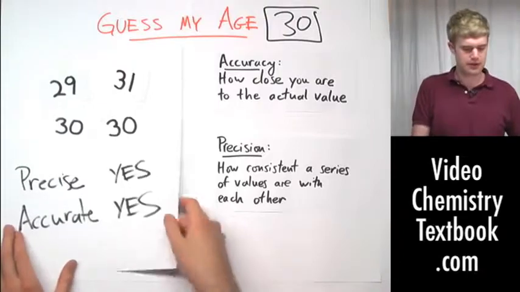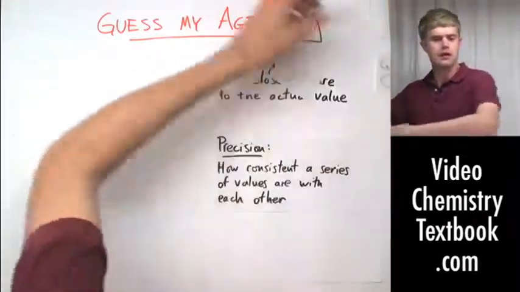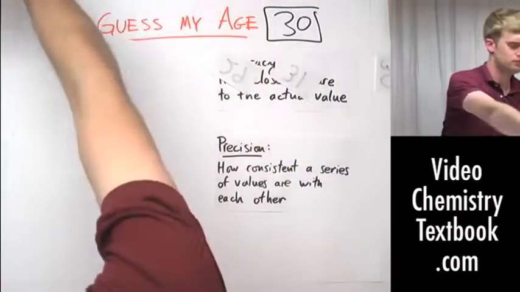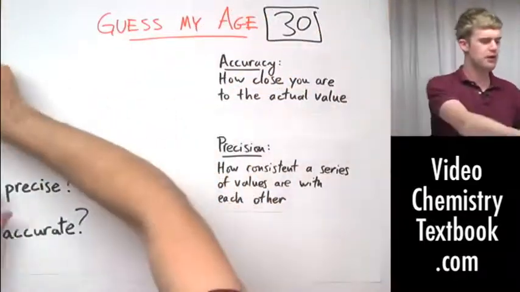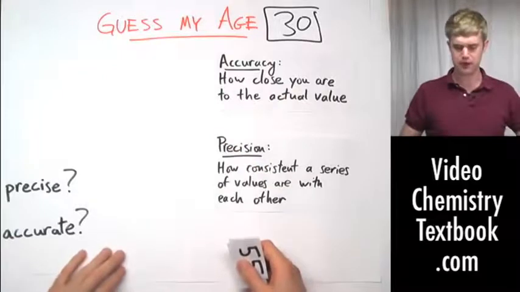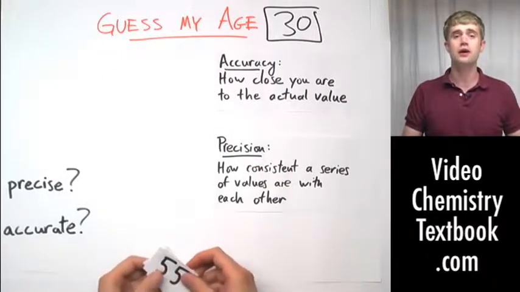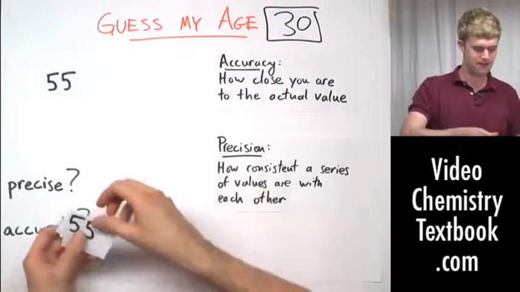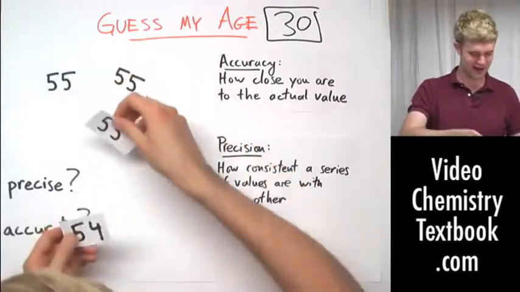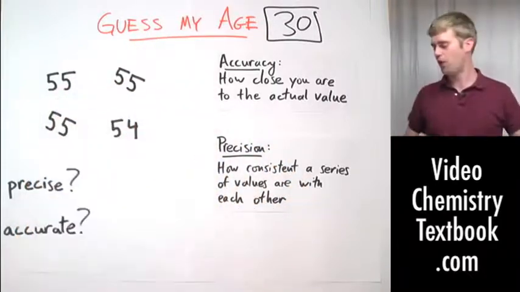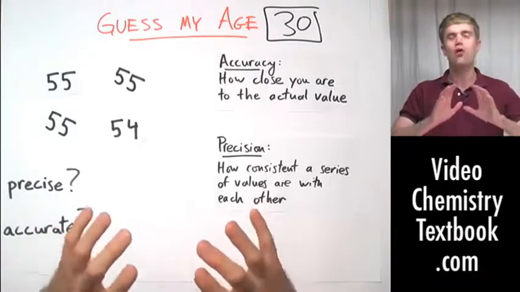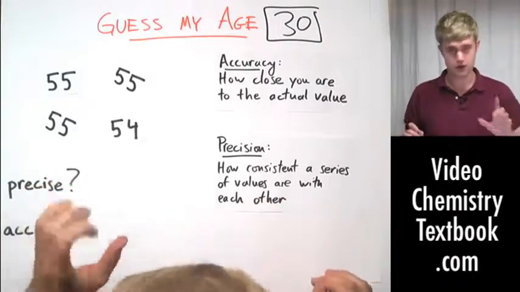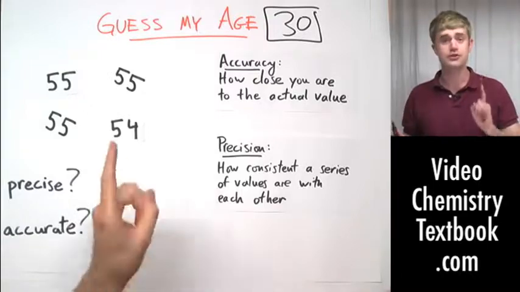Let's look at some other examples here. Okay? Let's say that we get another 4 people to play this game, and they give the following answers. 55, 55, 55, and 54 are the 4 guesses for the age. All right? Now, these are way off in terms of accuracy, but the question is, are they precise?